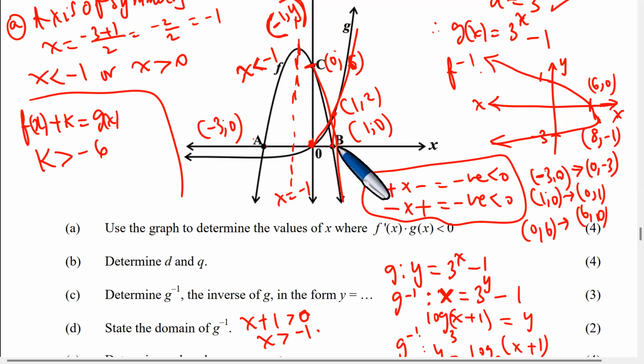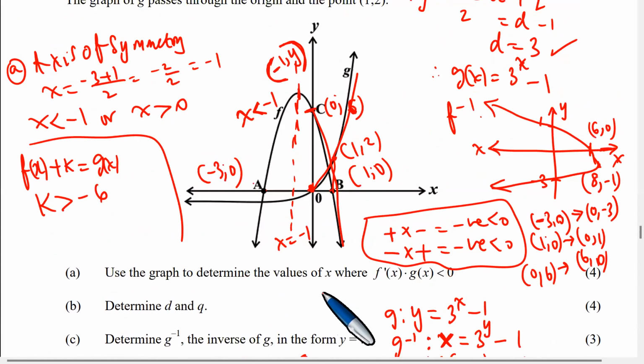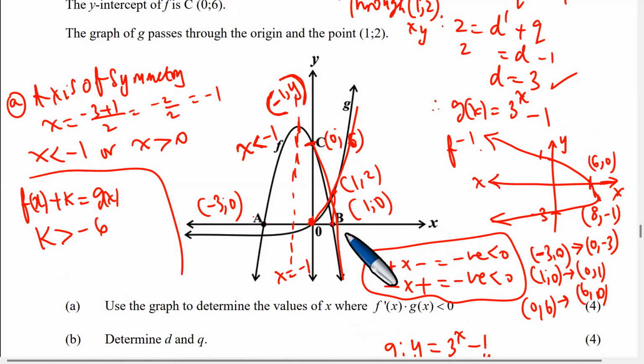We are looking at the fact that one leg must be on the positive x and the other one must be on the positive y. So this is two-legged, and it is consistent with the fact that we need to determine the values of k for which this has two roots that are opposite in sign. Opposite in sign. So one root is positive and the other one is negative. Okay, so we have this.